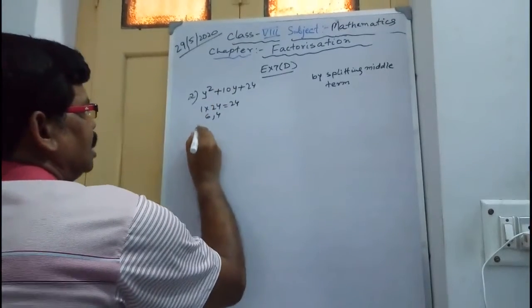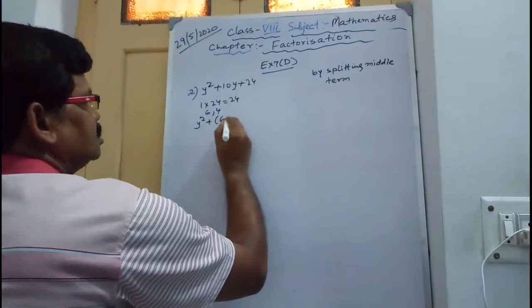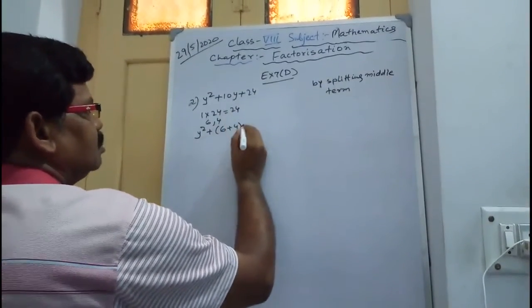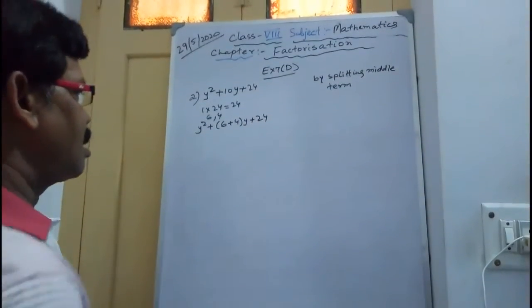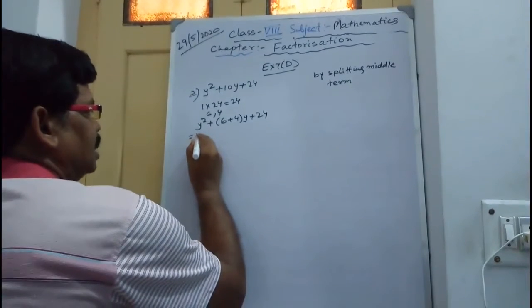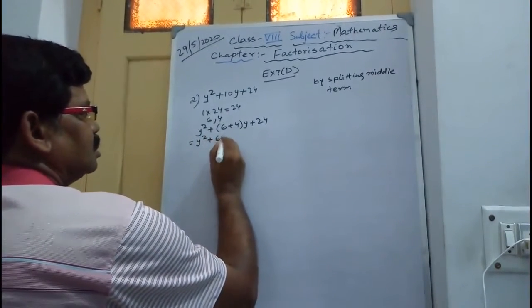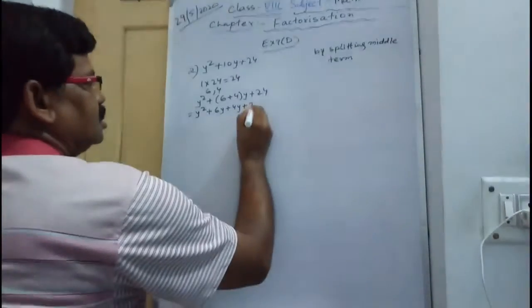Now I write y square plus, in place of 10, 6 plus 4 within the first bracket, after that y plus 24. Now open the bracket: 6y plus 4y plus 24.